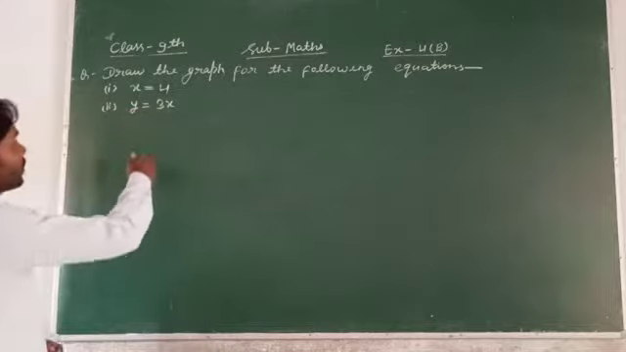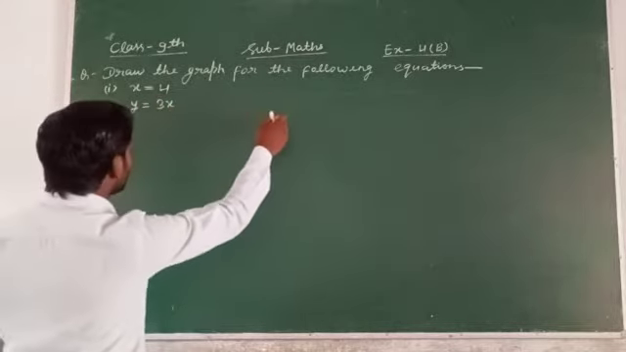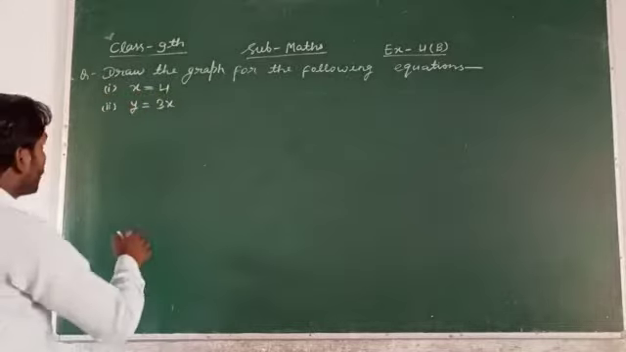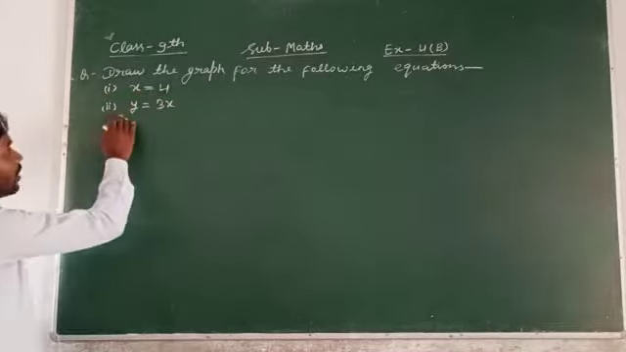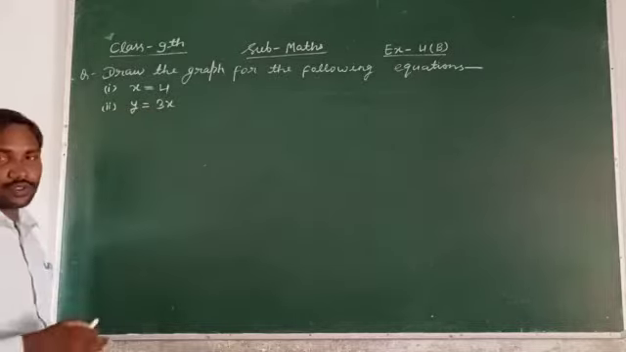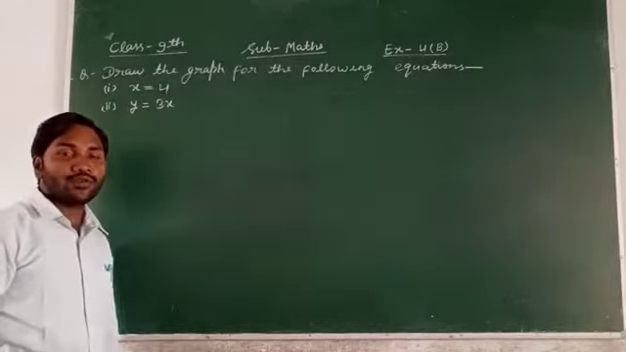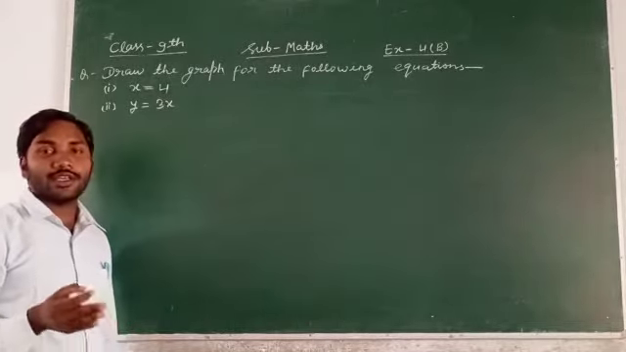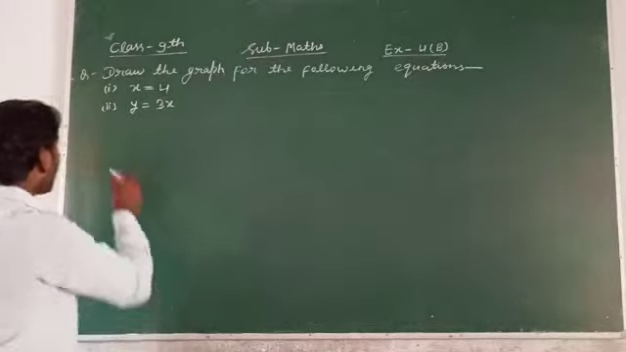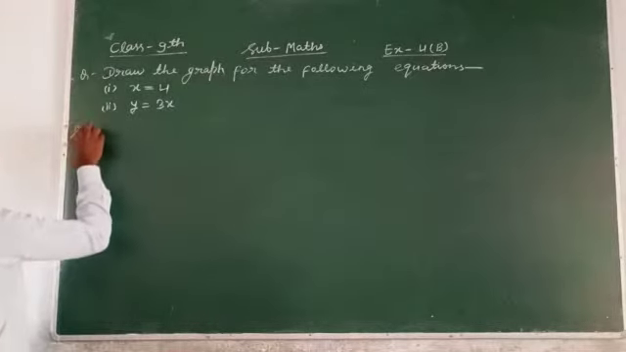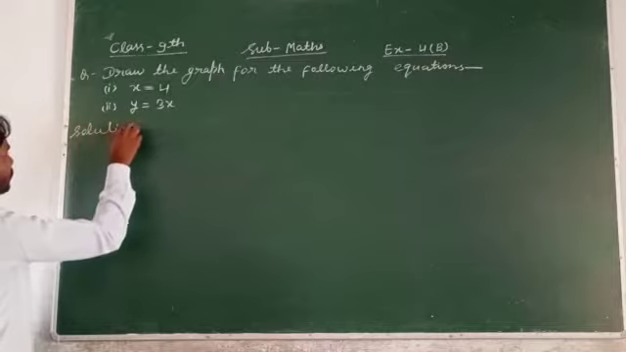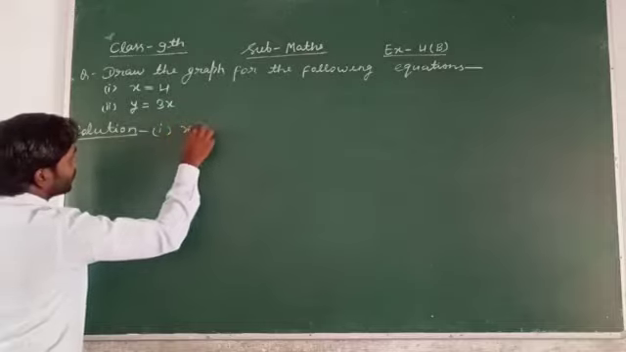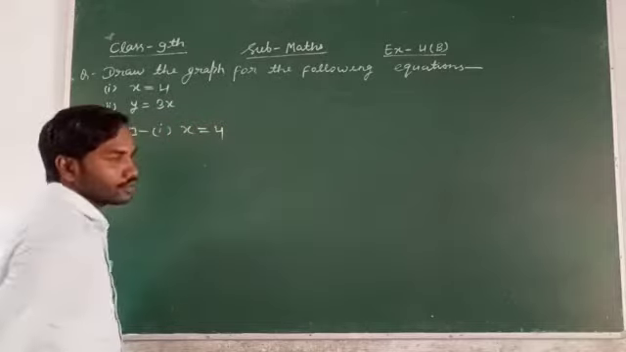So our question is: draw the graph for the following equations. Our first equation is x is equal to 4, and next I have taken y is equal to 3x. So first of all, we will draw the graph for the equation x is equal to 4. So let us do it. So first one is x is equal to 4.